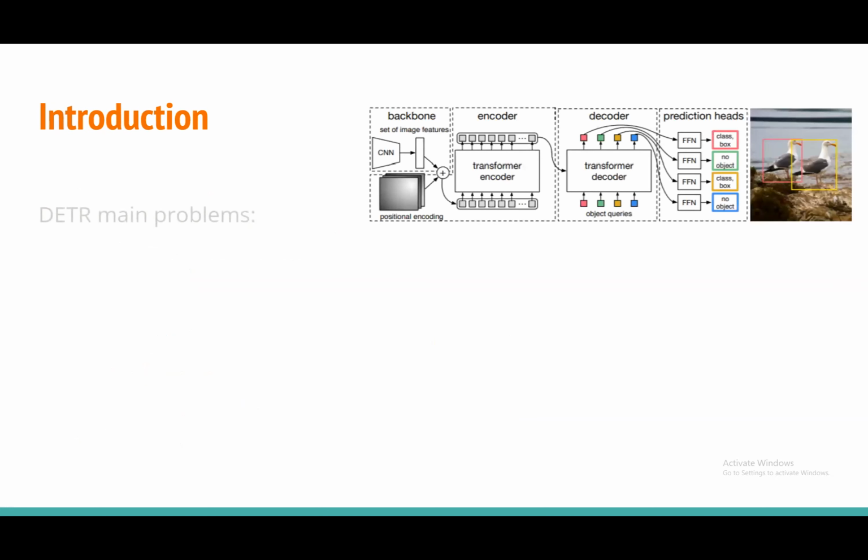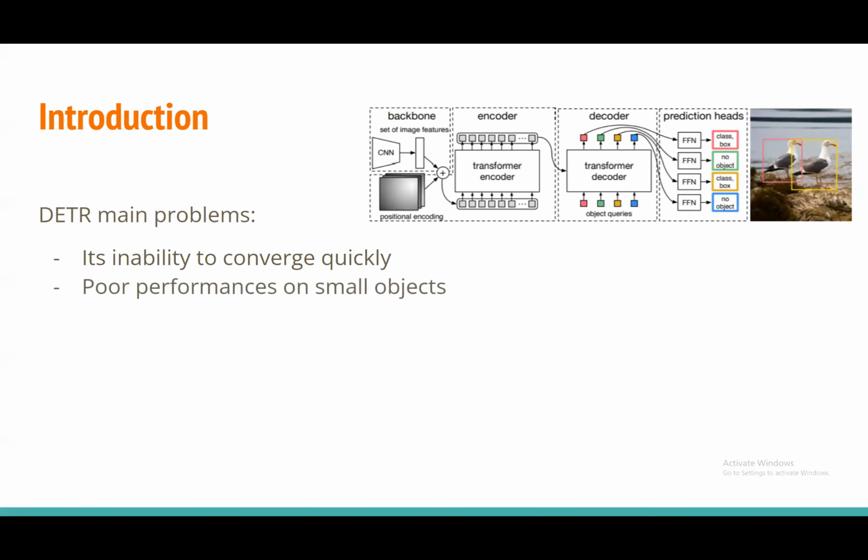So the problem we're trying to solve is DETR's main problems. If you recall in the paper, we discussed that DETR has two main problems: an inability to converge quickly, so it requires a lot of epochs to properly train, and secondly, it has poor performance on small objects. The authors in the paper mentioned that they want future work to build on this. And the solution will be deformable DETR.